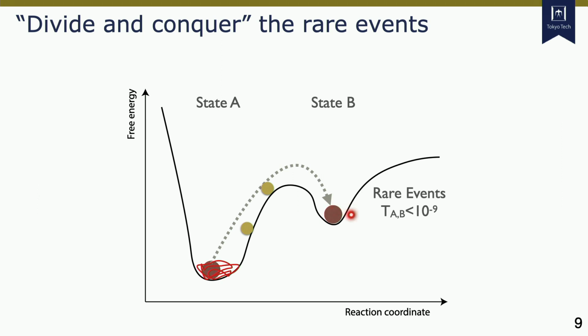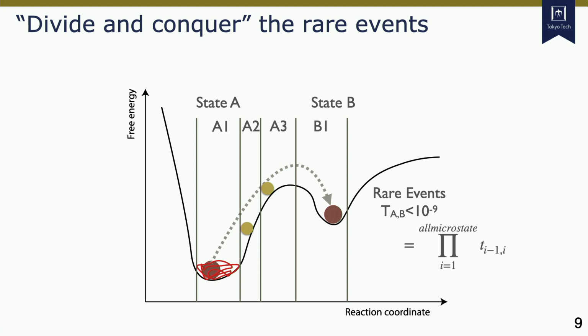Rare events usually have probabilities around 10 to the power of minus 9. If we do some really easy math, dividing 10 to the power of minus 9 by 0.1 multiplied by 0.1, and so on, finally we get this.